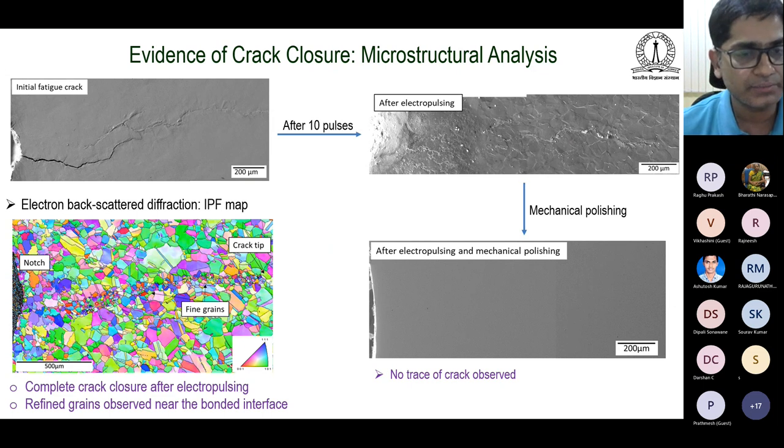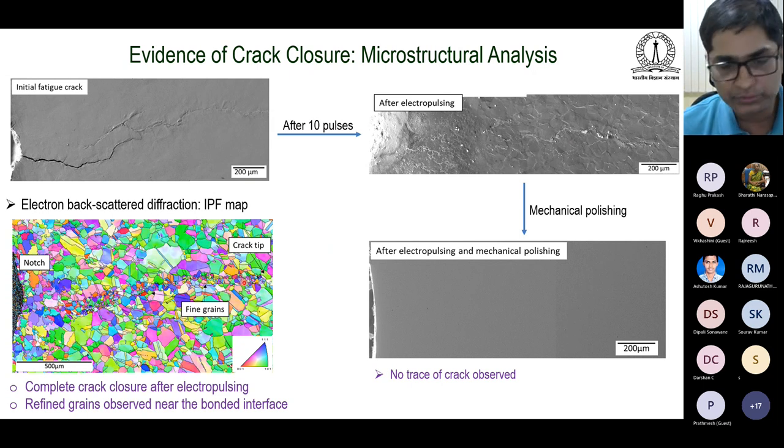And when we do the EBSD map of this, there is evidence of crack healing. There is evidence of where the crack was. The evidence is that you can see this region, which has a very different, distinct microstructure, with very fine grains, as opposed to everywhere else. This was not there in the beginning. This is where the crack has healed.